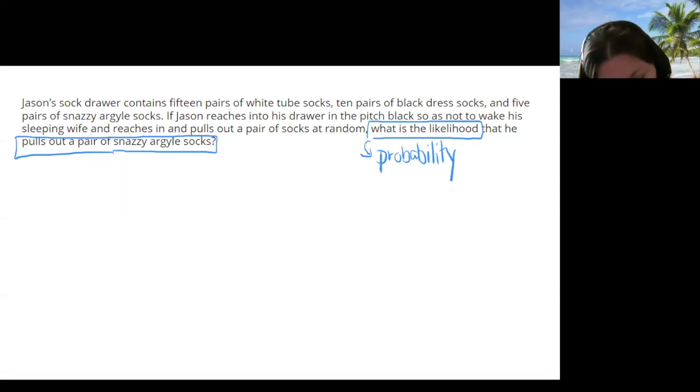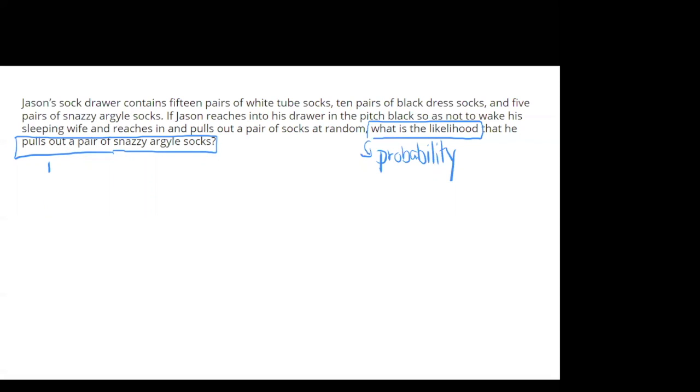What do you want me to make a note of, Stephen? You just put them in, it doesn't matter what order, I guess. Just make 15 pairs of white socks, 10 pair of black dress socks, then 5 pair of snazzy Argyle.